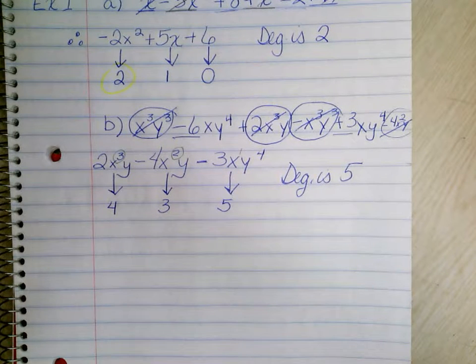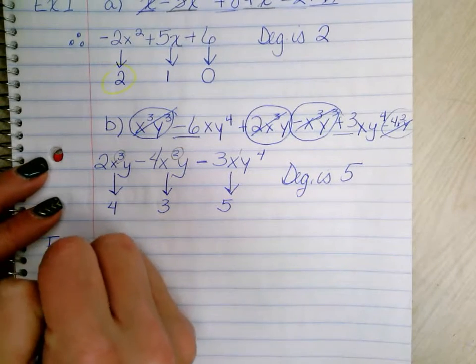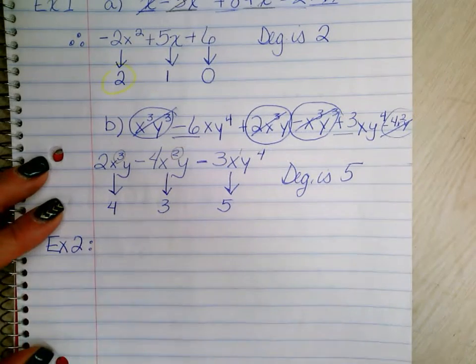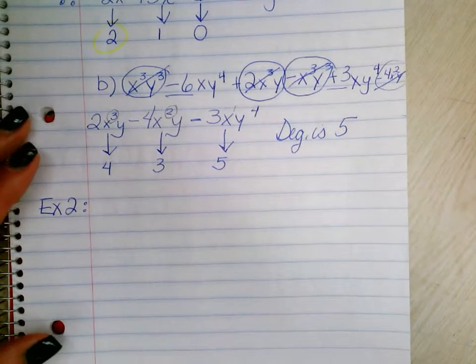When you are asked to add and subtract polynomials, as is indicated in examples 2 and 3, there are a couple of different ways to do it depending upon how your brain works. I'm going to show you what I like, and hopefully something will stick with you.